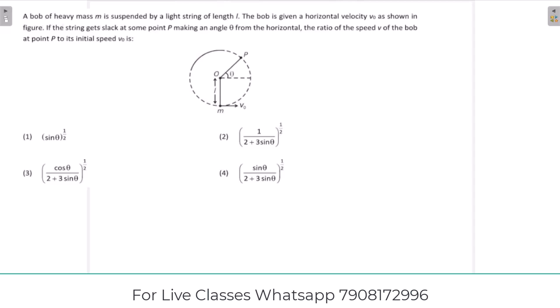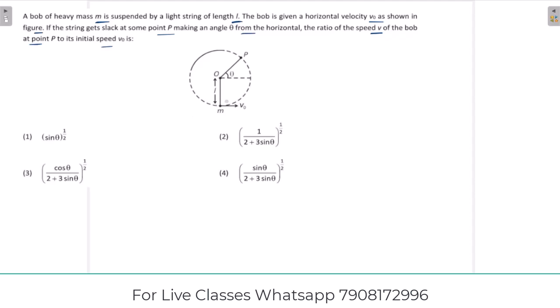A bob of heavy mass m is suspended by a light string of length L. The bob is given a horizontal velocity v0 as shown in the figure. If the string gets slack at some point P, making an angle theta from the horizontal, find the ratio of the speed v of the bob at point P to its initial speed v0.